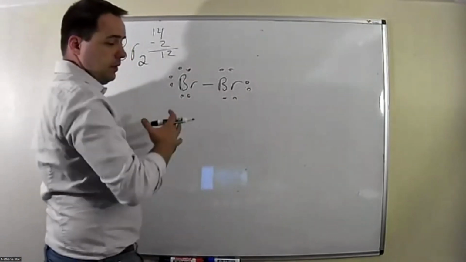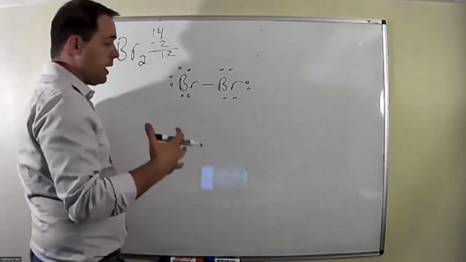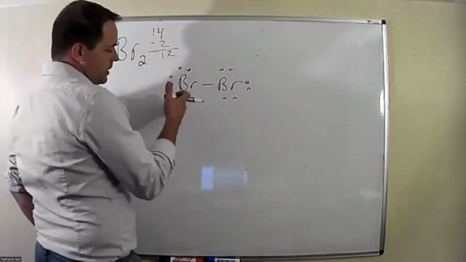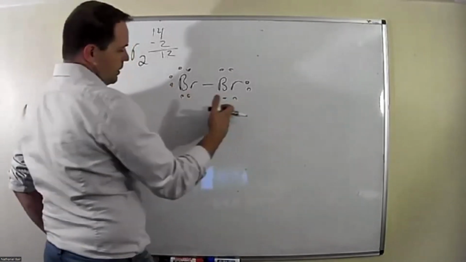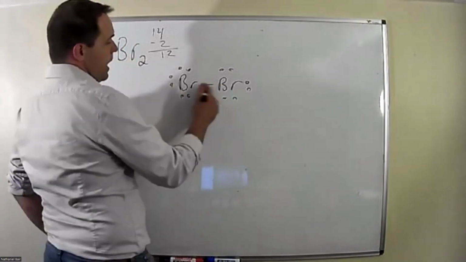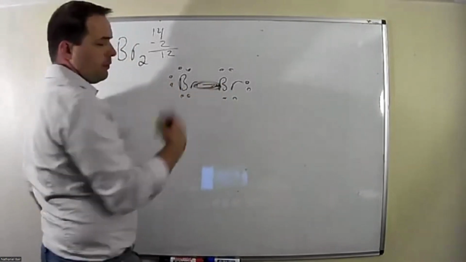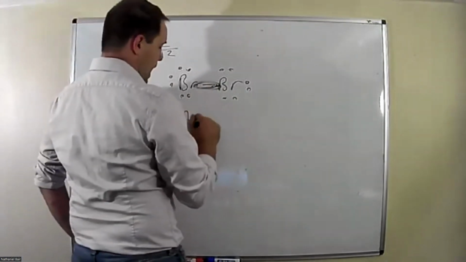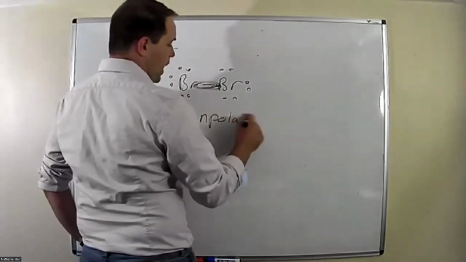Two bromines bound to each other are going to have the same electronegativity. We don't have to look it up. Whatever the electronegativity of this bromine is, it is the same as the electronegativity of that bromine. They have to share these electrons 50-50. Because these are the same atom, it has to be a nonpolar bond.